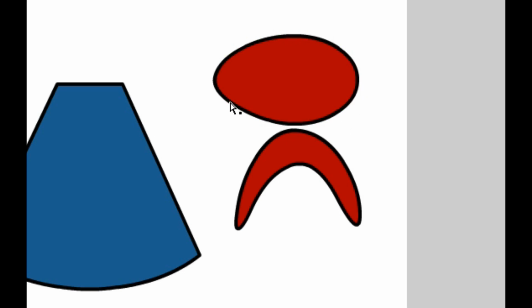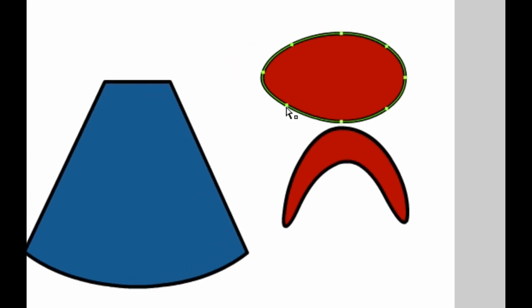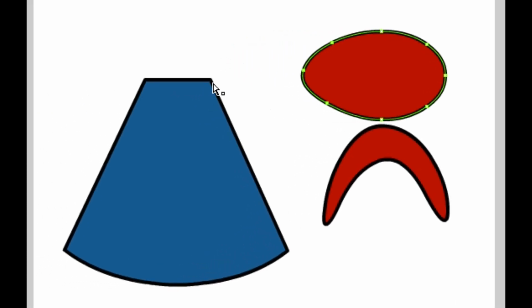With any of these points highlighted, so if I click on one of these points, you can also use the cursor keys, the arrow keys. That's good if you want to fine-tune the position of points, if you want to be really precise. You can also delete points as well.